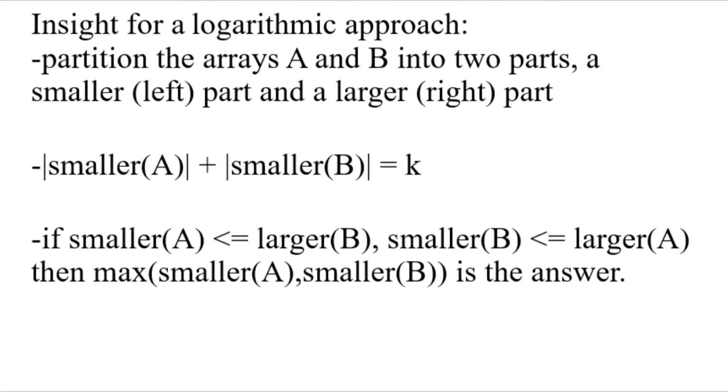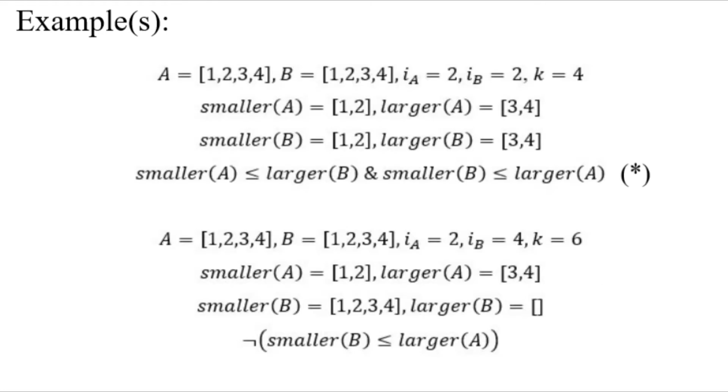To obtain a logarithmic approach, we observe the following insight. If both arrays are partitioned into smaller and larger halves and the maximum of the smaller halves is less than the minimum of the larger halves, and the sizes of the smaller halves sum to k, our answer is the maximum of the smaller halves. Taking the first example, we have that the smaller half of A is less than the larger half of B and vice versa. And so the answer is then the maximum of the smaller halves, which in this case is 2. So the fourth smallest of A and B in this case is 2.